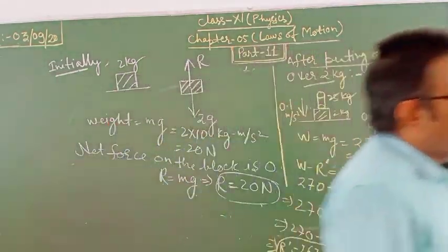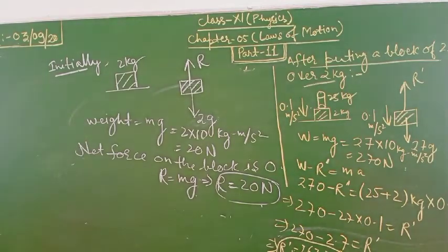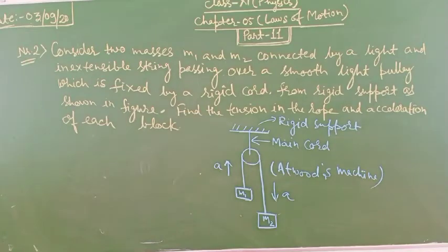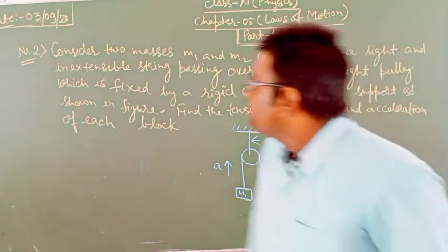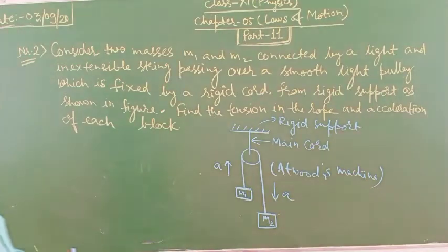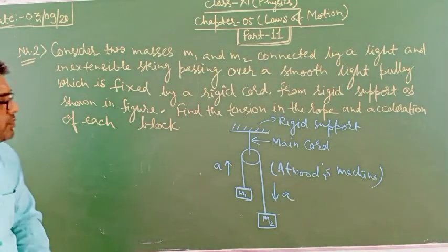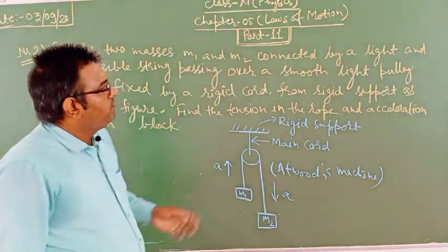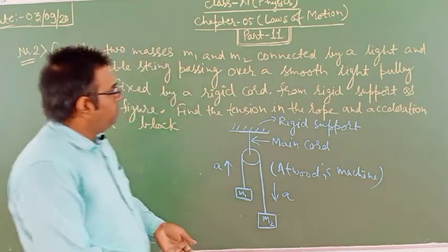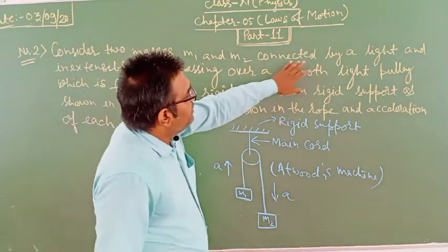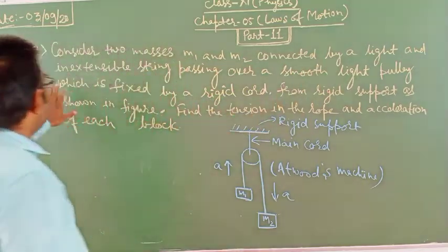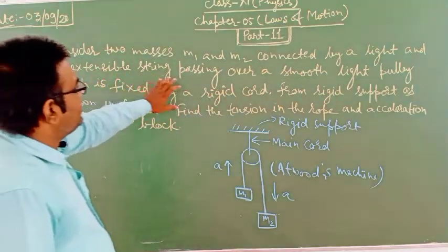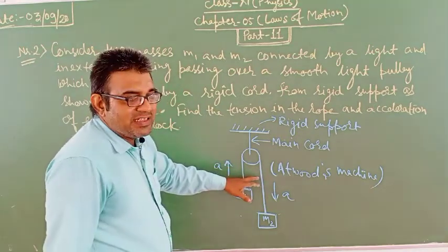Now we are coming to the next numerical, students. Dear students, look at the next problem, numerical 2. In this numerical it is given that there are two masses M1 and M2, and they are connected by a light inextensible string.